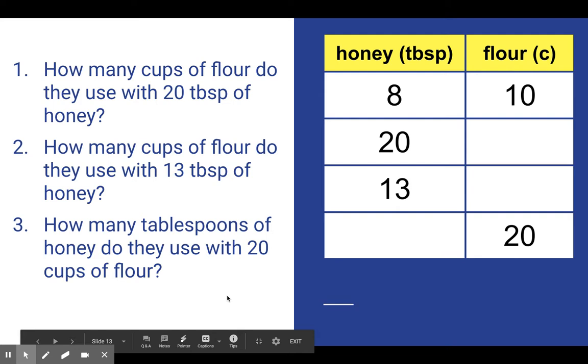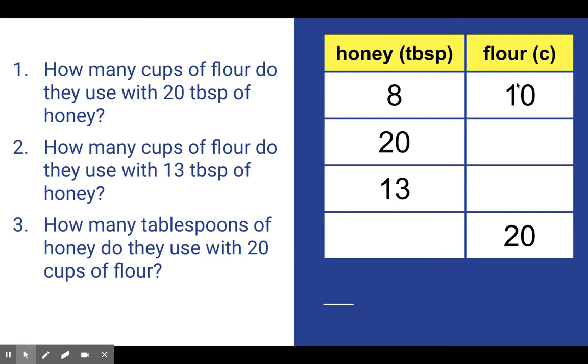Now, hopefully, you noticed that this one was an easier pattern to follow because if I take my original ratio of 8 tablespoons of honey and 10 cups of flour, all I have to do is double 10 to get to 20 in this last row. So the same thing needs to happen for honey. If I double it, I would get how much honey I need. So for 20 cups of flour, I would just need 16 tablespoons of honey.